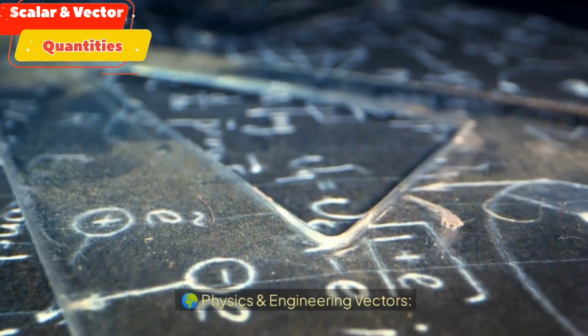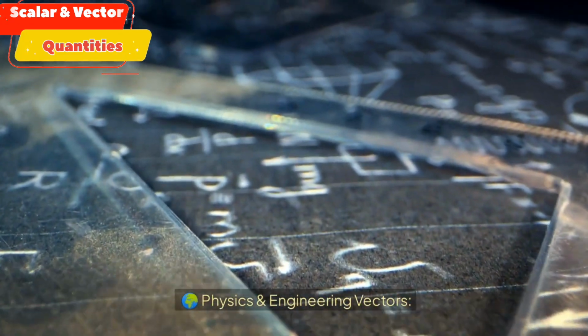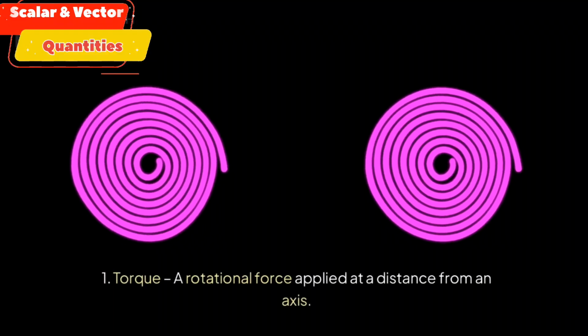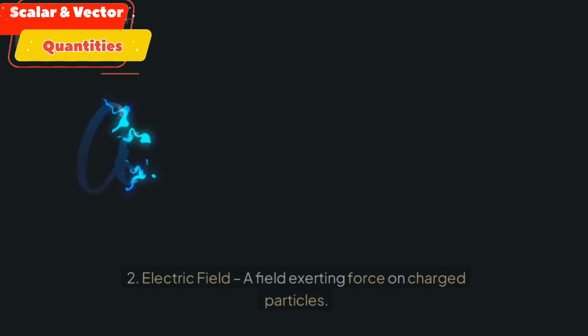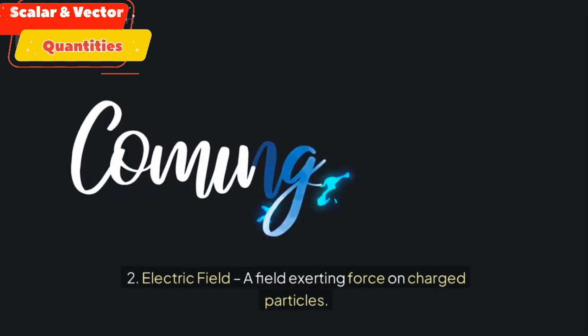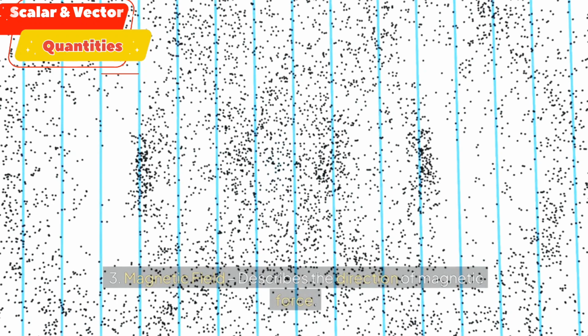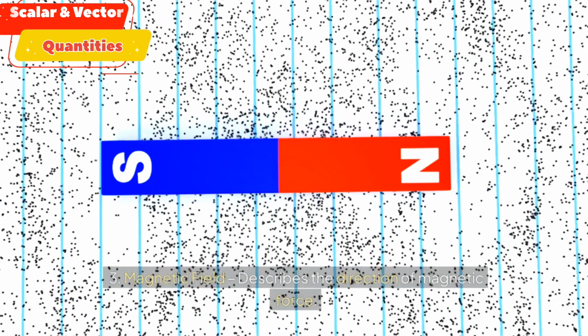Physics and engineering vectors. 1. Torque, a rotational force applied at a distance from an axis. 2. Electric field, a field exerting force on charged particles. 3. Magnetic field, describes the direction of magnetic force.